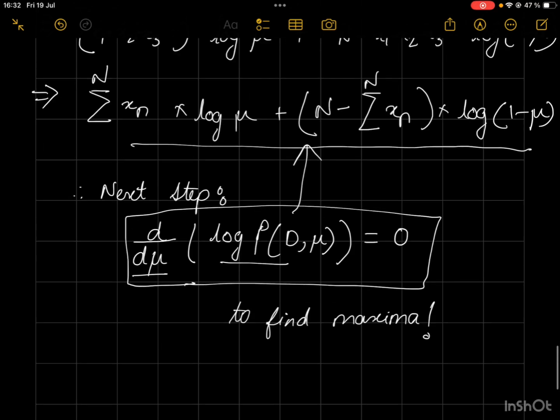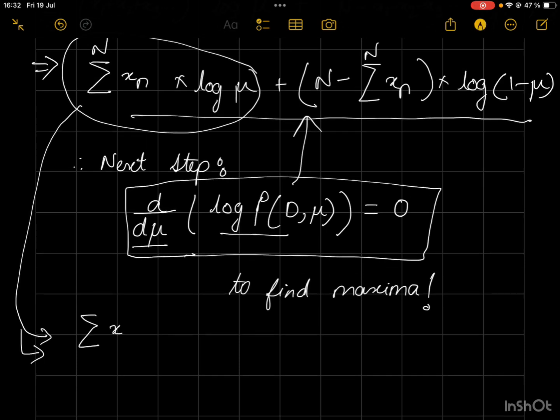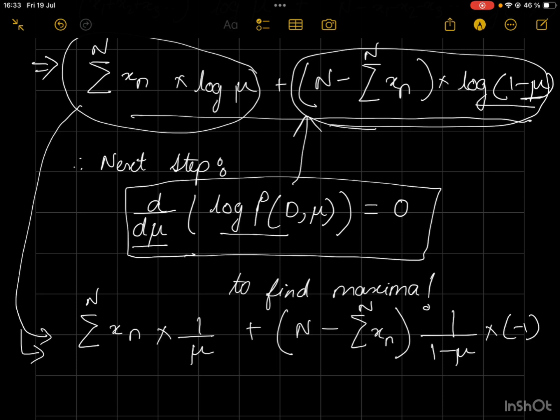Therefore, for this term, the derivative with respect to mu: the summation of x of n for all n is going to be constant because we are taking the derivative with respect to mu, into the derivative of log mu, which is going to be 1 by mu, plus now the derivative of the other term. n minus sigma x of n for all n is going to be treated as a constant, and again the derivative of log of 1 minus mu, if we apply the chain rule, is 1 upon 1 minus mu into minus 1, because we are going to take the derivative of this with respect to the chain rule.